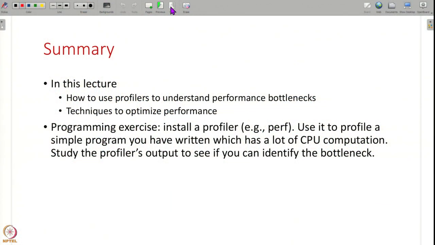So, as a programming exercise, you can try and install one of these profilers, for example, perf, use it to profile a simple program that you have written and actually see the output of the profiling. Suppose you have written a program where some heavy computation is being done in a function, then you can actually see the profiler output, that it will tell you that this function is where most of the CPU cycles are being spent, right. So, get some hands on experience in using profilers and understanding the output of these profilers.